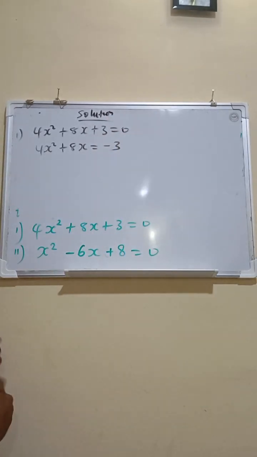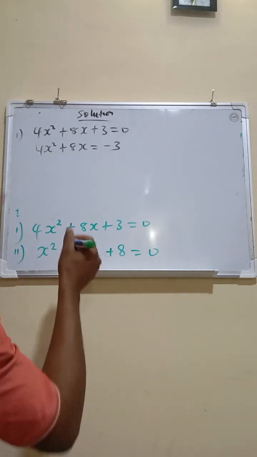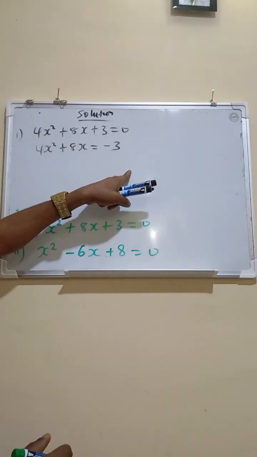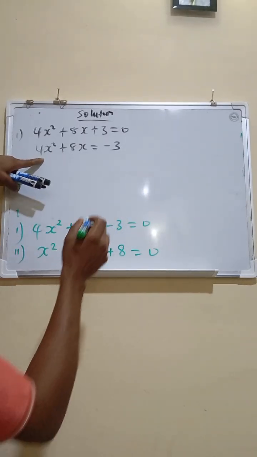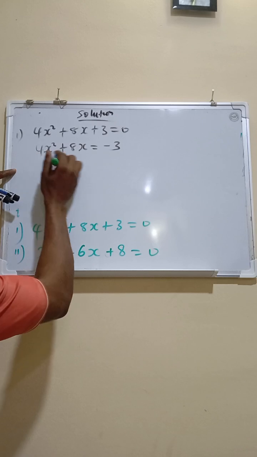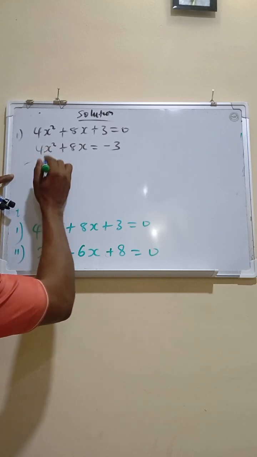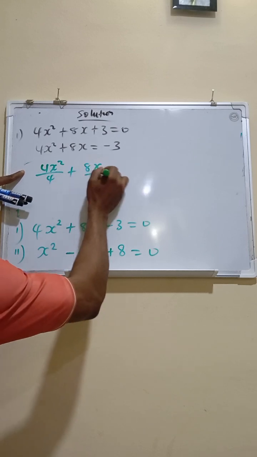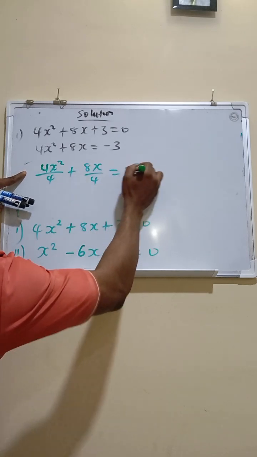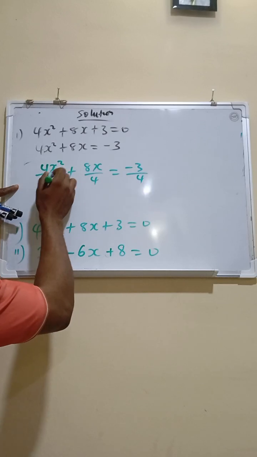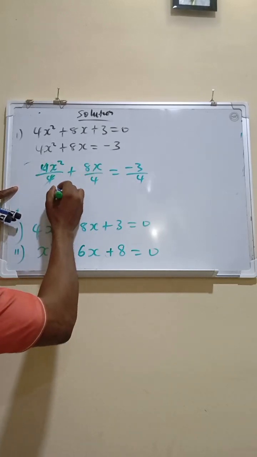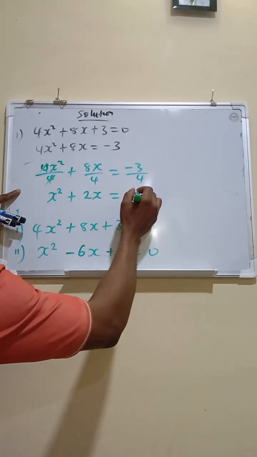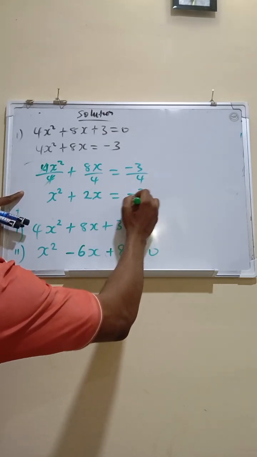That's the first thing. The second rule says that if the coefficient of x squared is greater than 1, divide through by that coefficient. Here, 4 is greater than 1, so we divide through by 4: 4x squared divided by 4 plus 8x divided by 4 equals minus 3 divided by 4. This gives x squared plus 2x equals minus 3 over 4.